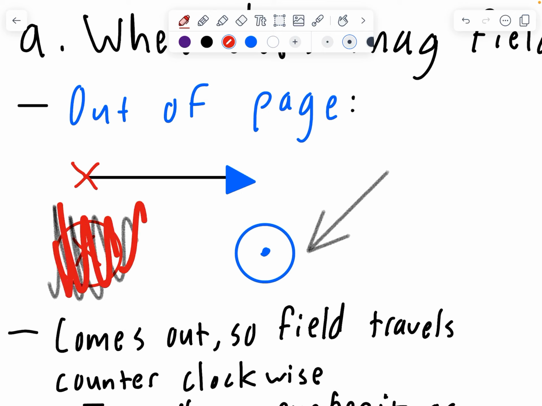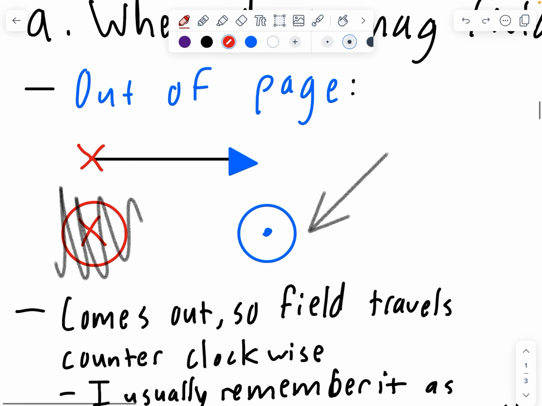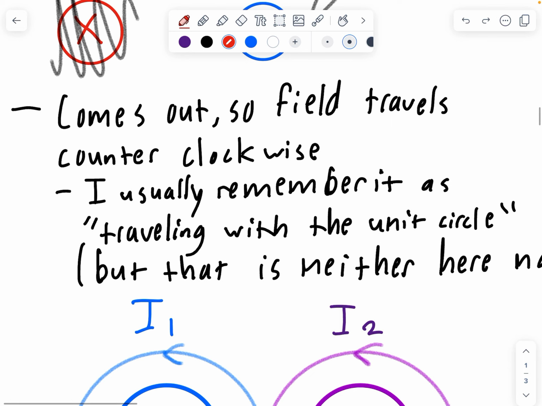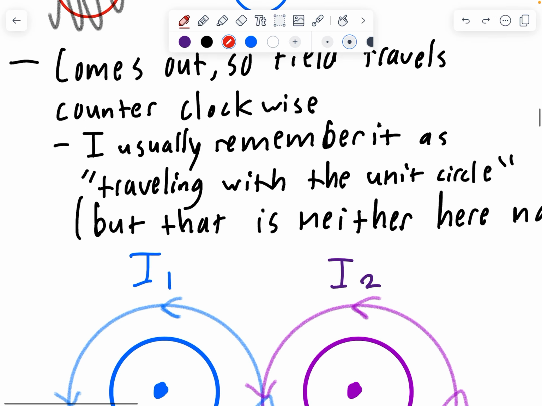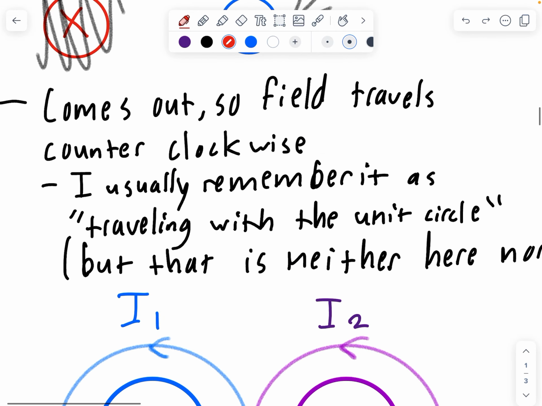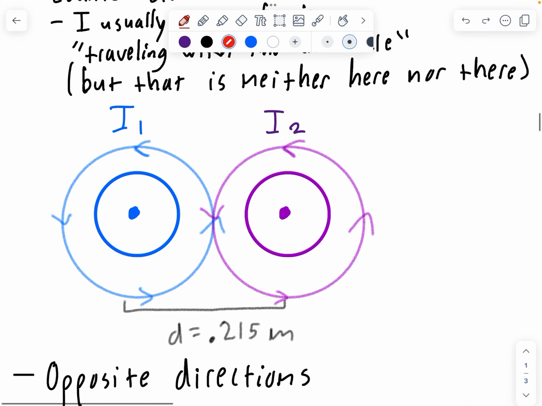I just have it scratched off here because in this example, they tell us it is coming out of the page. I know they already told us it was coming out of the page, but that's just my justification for it. I thought it'd be important to include in the video. Then the field travels counterclockwise, or I like to say it travels like the unit circle. It's a good pairing to put the physics with the math because that helps me understand it.